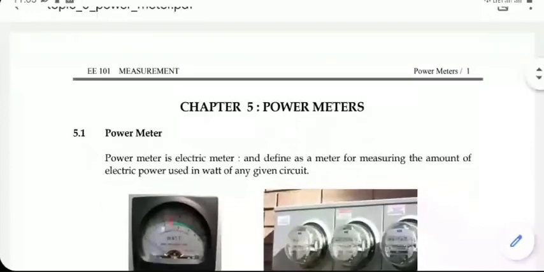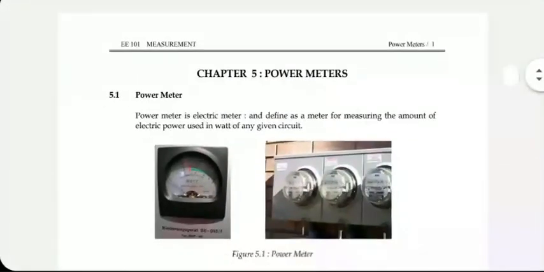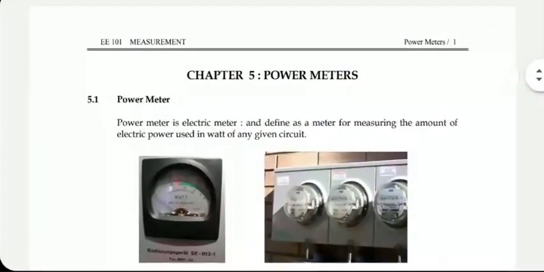Quite generic. This is how a power meter looks like. Most of the time, in fact all the time, a power meter has three terminals coming out. One terminal is common, which is connected along with one of the other two terminals in parallel with the circuit, or in parallel with the load in which you want to measure power. And the other two, other than the common terminal, are connected in series with the load.